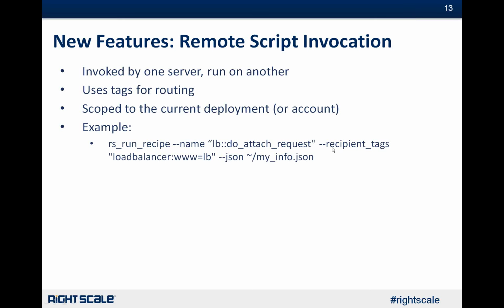So run the do attach request on these recipients based on this tag. This is our load balancer tag again for the www vhost, and then we're sending some information via a JSON file. We run this on our application servers when they launch to basically say to the RightScale platform, hey, tell all the load balancers in my deployment that I'm here and I'm ready for connections. And that runs the do attach request script on the load balancers, and they do what they need to do to attach that application server.